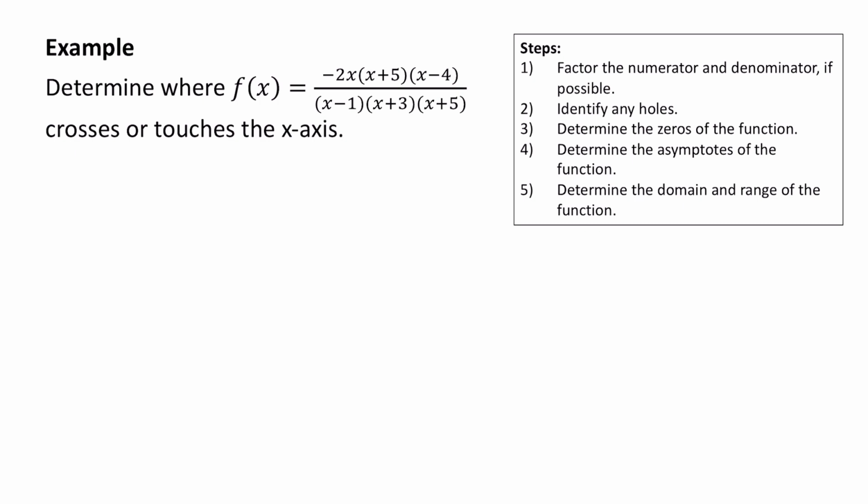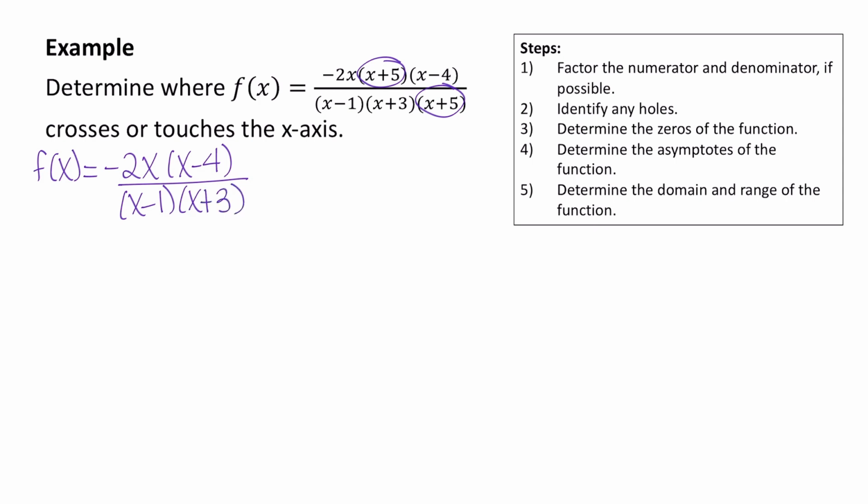So what we can do is go ahead and identify any holes by looking for any common factors. Notice that this x + 5 and x + 5 are a common factor that we have. So we're going to cancel out that common factor, and we're also going to use it to determine a hole. So when we cancel it, we have the simplified function, f(x) = -2x(x - 4) / ((x - 1)(x + 3)).